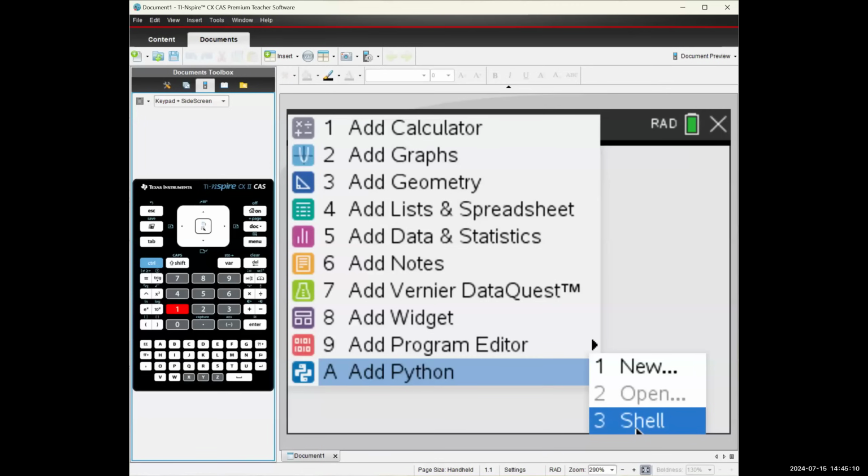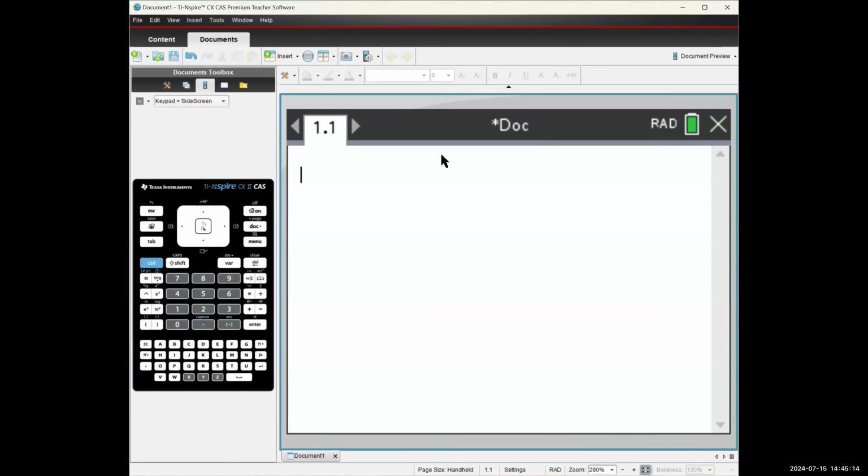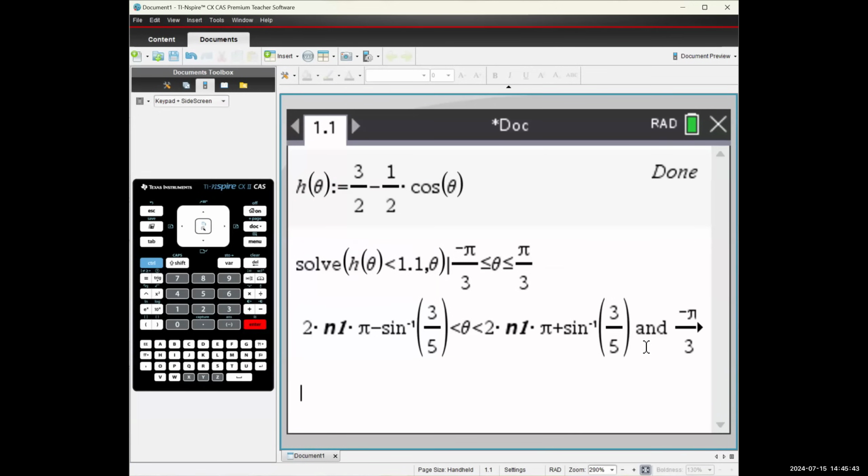All right. So I think I need to insert a new problem, new calculator page. Let's just say h of theta is assigned to 3 on 2 minus 1 over 2 cosine of theta. Okay, and if I solve h of theta less than 1.1, comma, for theta, given minus pi over 3 less than or equal to theta, less than or equal to pi over 3. See how we go.